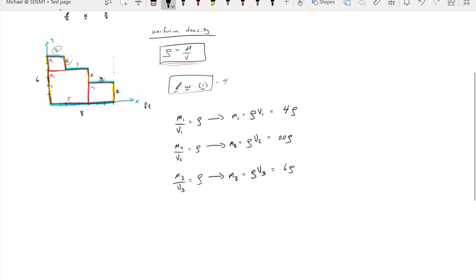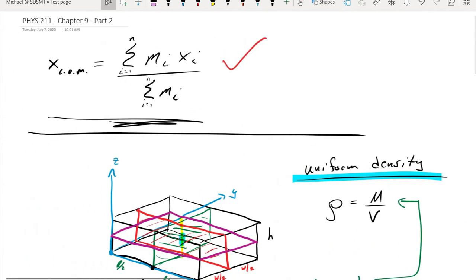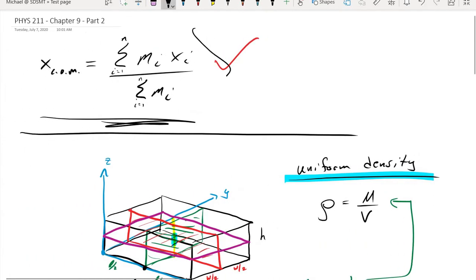What do I do with all those? Well, we can find the total mass of the sheet metal right now. All we have to do is add up all the individual masses that we have. 4 and 20 and 6 makes 30 rho. And that's a really good portion of everything that we need to go into this equation. The only thing that's left is that I need to know where each of those masses has its x value.